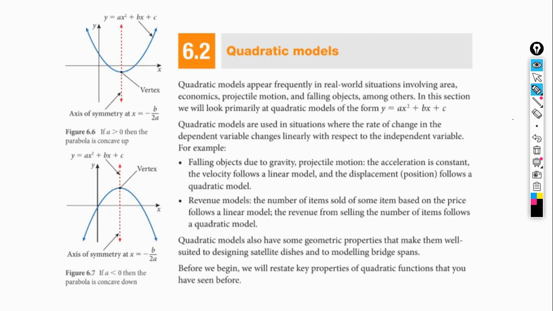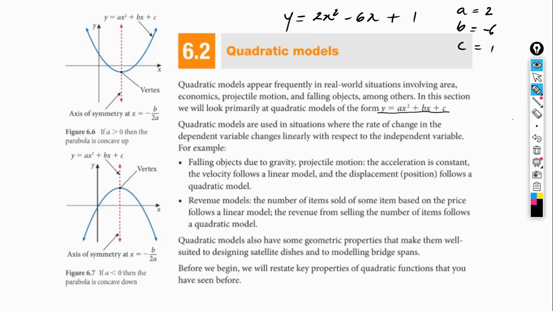In this section, we will take a look primarily at quadratic models of the form y equals ax squared plus bx plus c. So a, b, and c here just represent constants or numbers. An example of a quadratic function would be y equals, say, 2x squared minus 6x plus 1. And then here we could identify a, b, and c. So a in this case is going to be 2, b is going to be minus 6, and c would be 1.